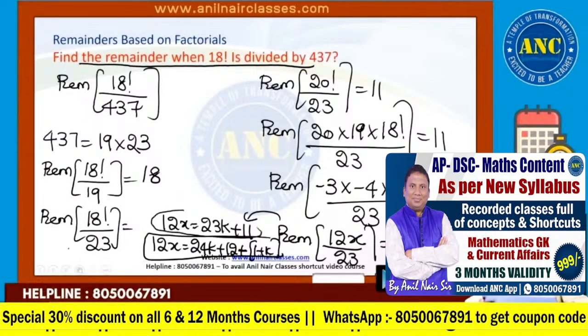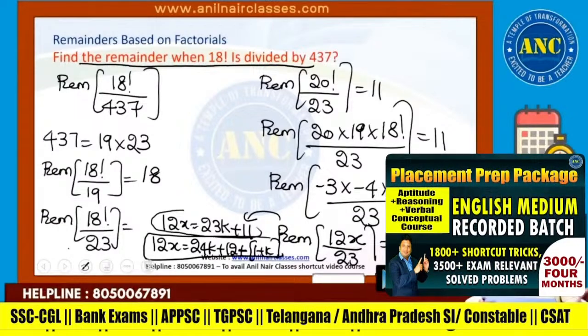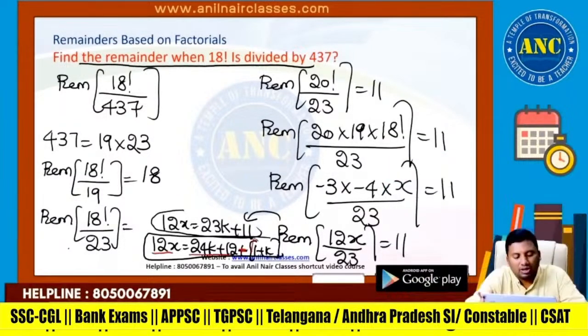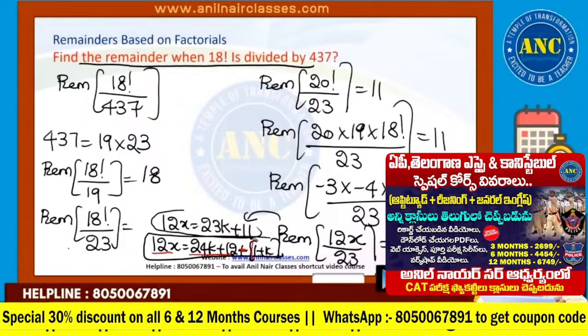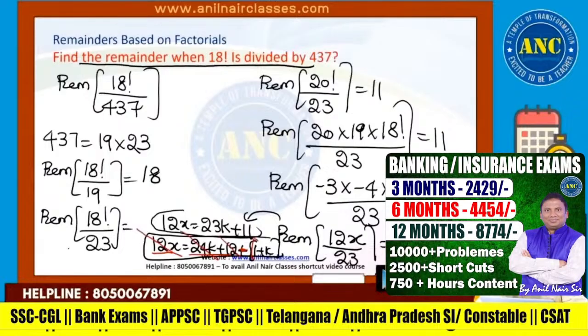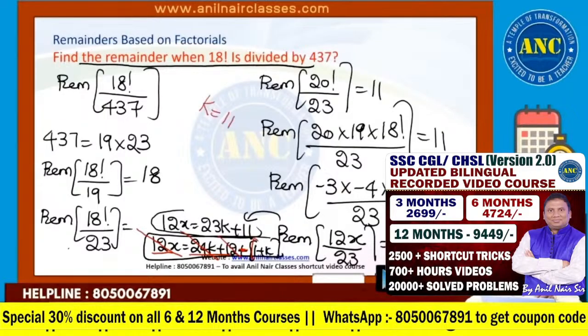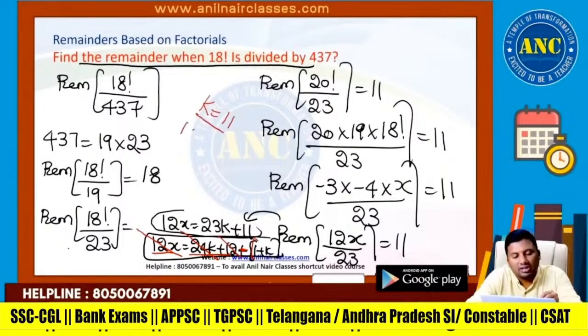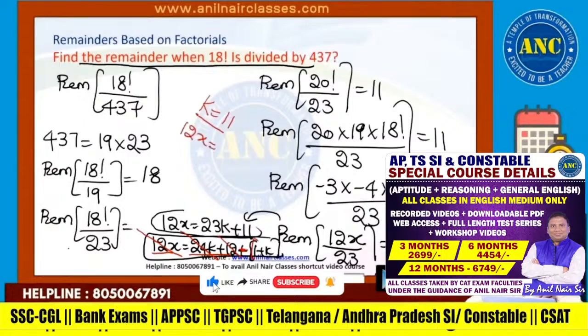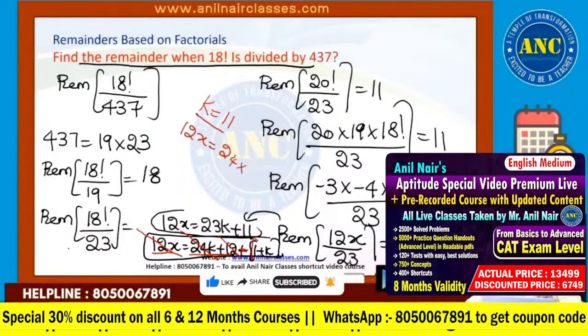This I wrote as 12x equivalent to 24k plus 12 minus of 1 plus k. Right? These are divisible by 12, so 1 plus k should be divisible by 12. That means k value should be 11. So 12x is nothing but 23 into 11 plus 11, which is nothing but 24 into 11.